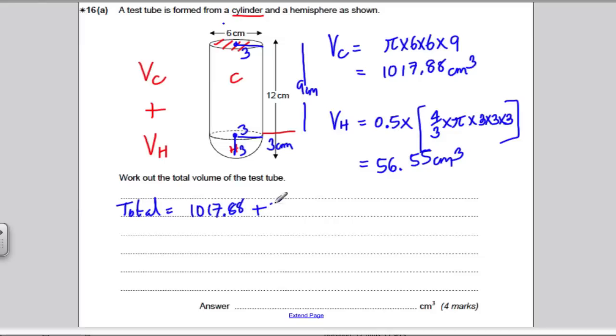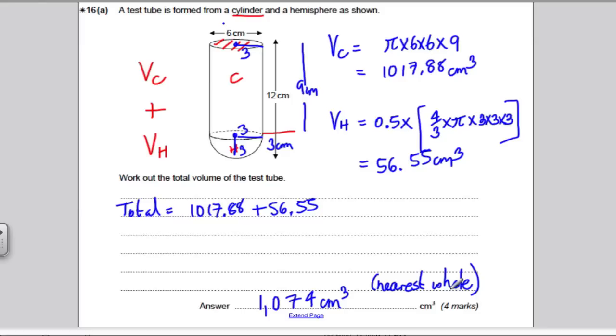You add the two, the total volume is therefore 1017.88 plus 56.55. Add those together and you get 1074. I'm just going to round it to the nearest centimeter cubed, nearest whole number. Just tell the examiner how you've rounded it. And that's it, we're done.